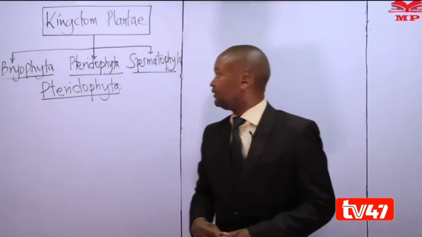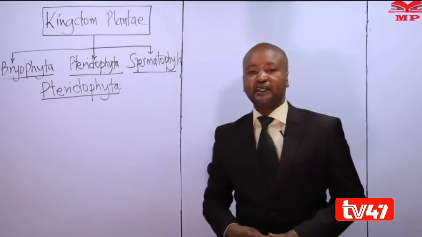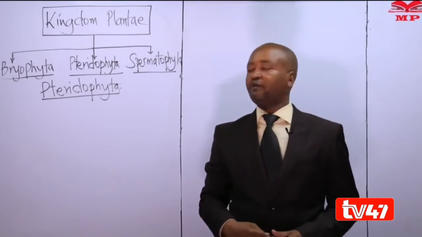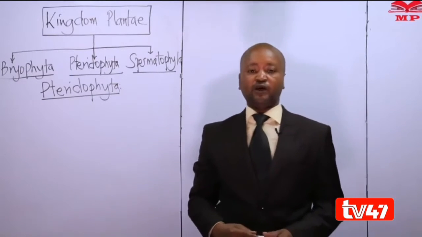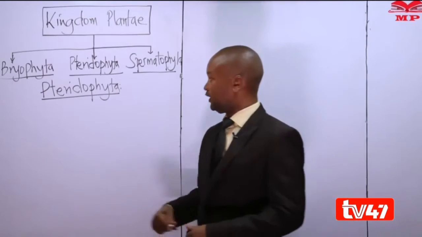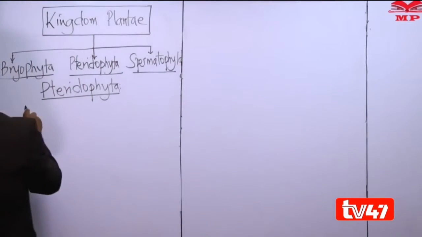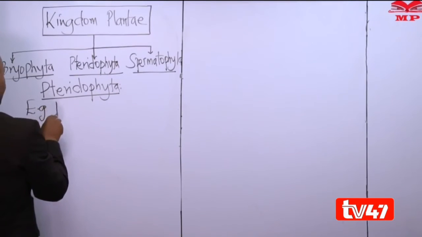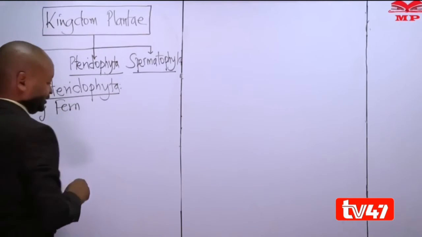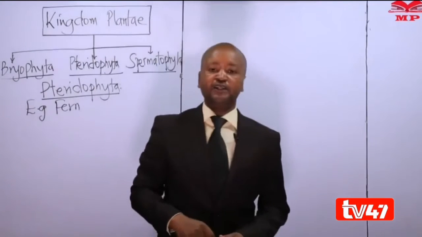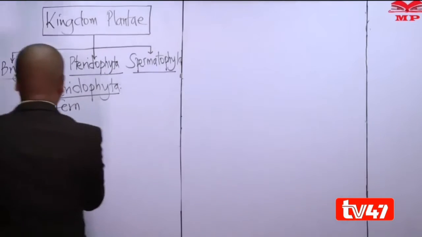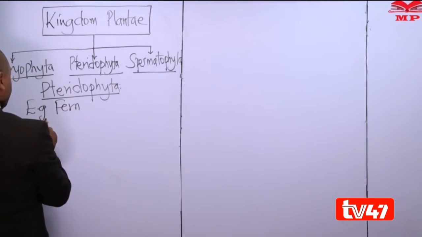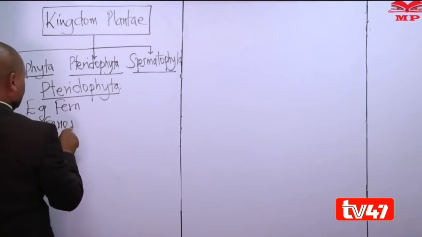Now, here we are just looking at examples of members of this particular division, and then we look at general characteristics. That's what we are required to look at, and maybe look at the structures. So first of all, we have got examples. E.g., we have the fern. The fern is an example of a member that belongs to this division. Then we look at the general characteristics.